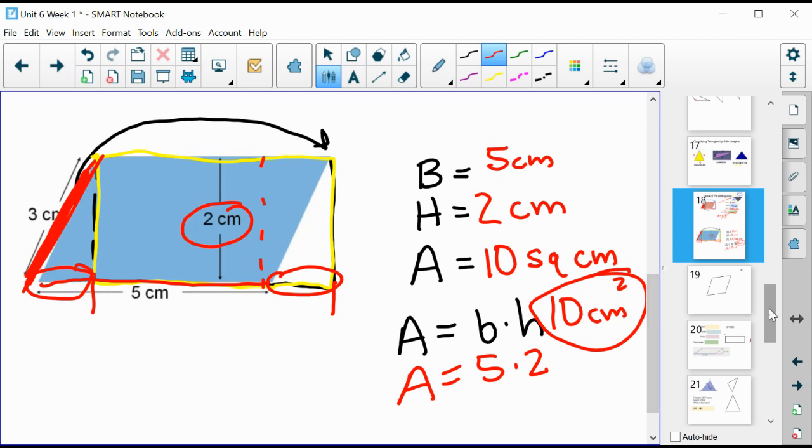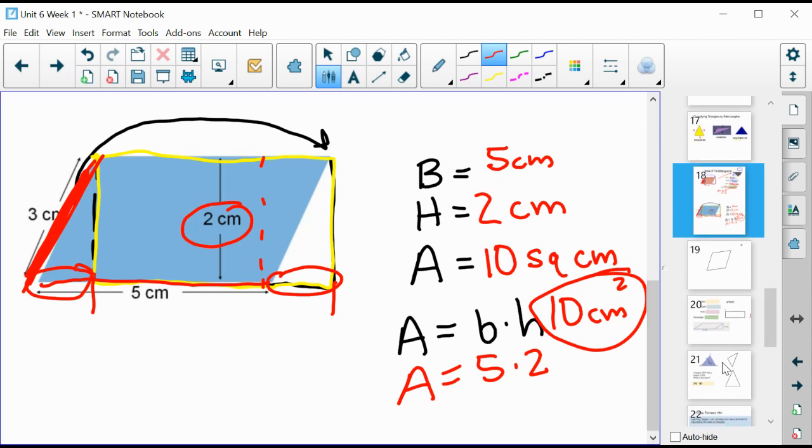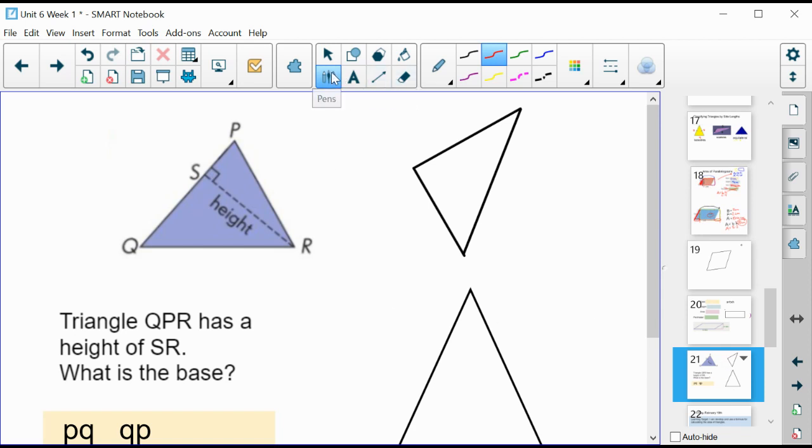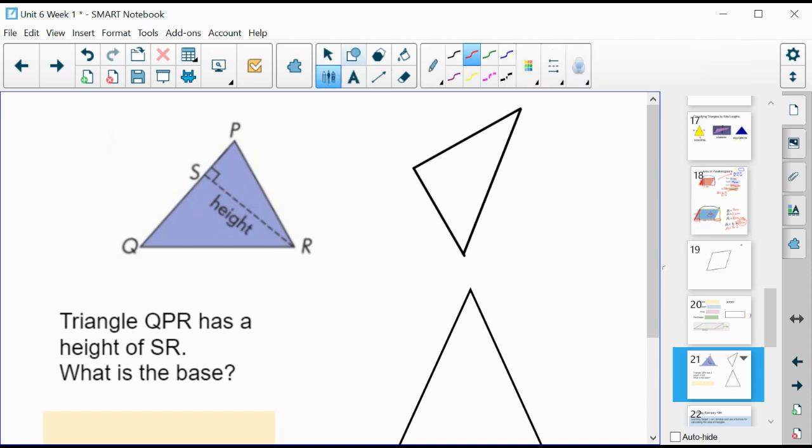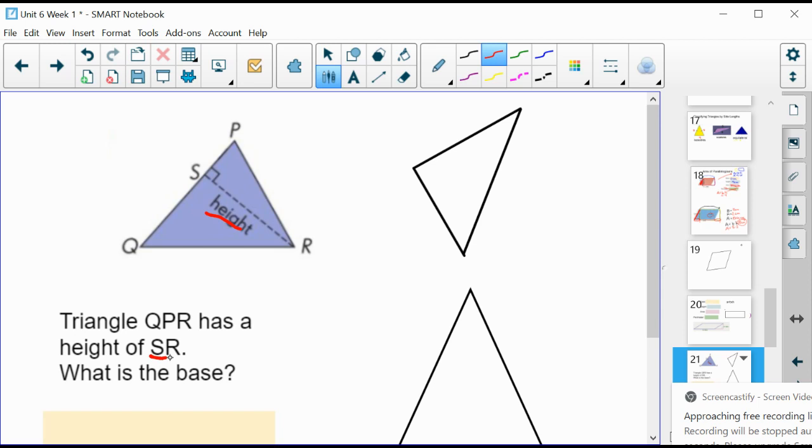That's it. Okay, last part of this before we get to what we are going to do tomorrow, which is finding the area of triangles, is we need to be able to identify the base and height of a triangle. So right here we have a triangle. This is triangle QPR. And what we have here is the height. Okay, we have the height. And we talked about this yesterday, but you notice how that's a dotted line? That is what we call an interior angle. So it is not measuring one of our 3 sides of our triangle. And it says it has a height of SR.